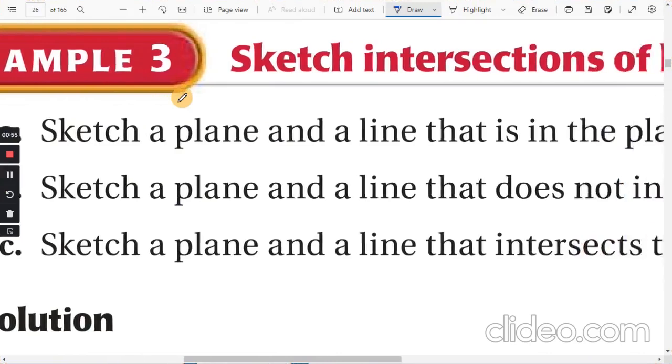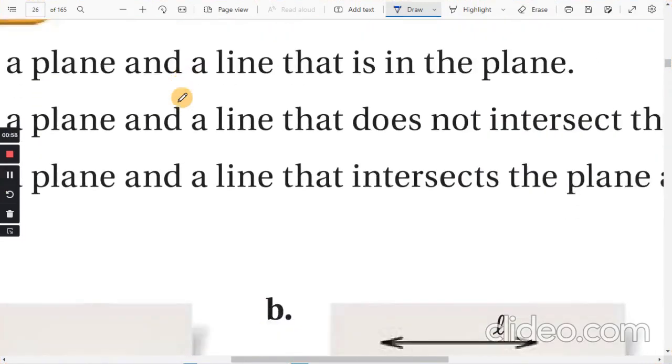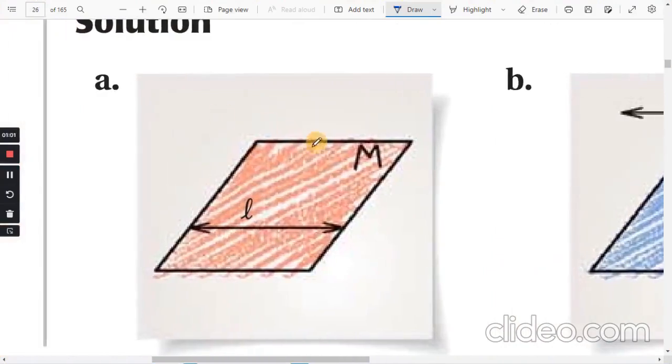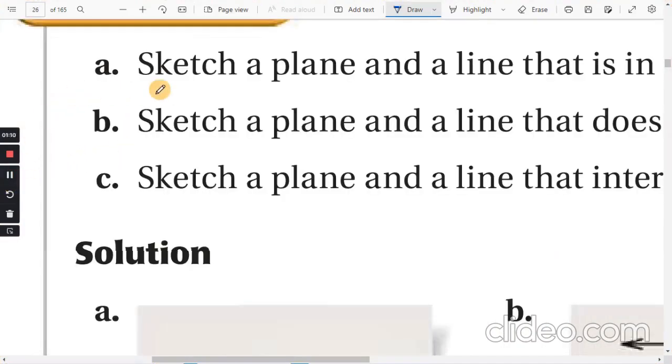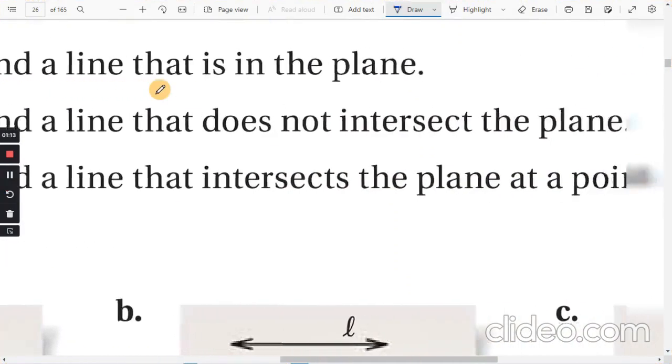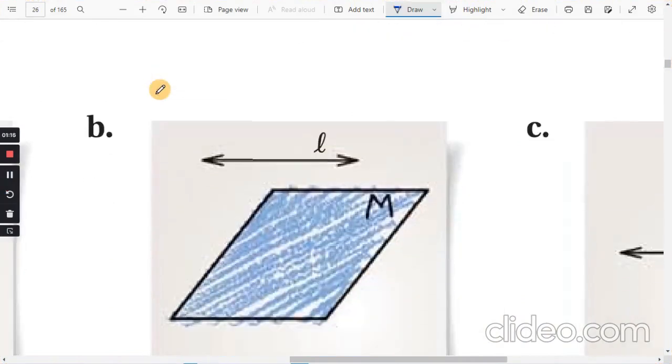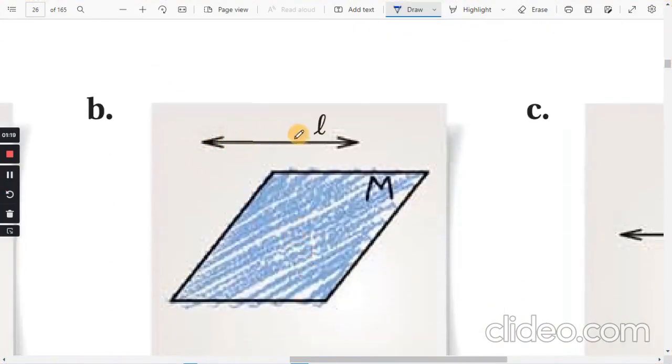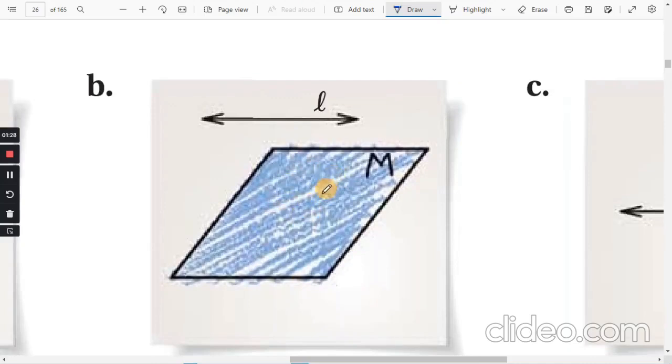Example 3, sketch a plane and a line that is in the plane. Okay, so for part A, here's the plane right here, and the line is actually in the plane. Part B, sketch a plane and a line that does not intersect the plane. All right, so here's part B. We have plane M, and then we have line L. They do not intersect. Okay, you basically have to imagine this in 3 dimensions, and the plane would be behind or in front of the line, and they would never intersect. Remember, the plane stays flat. It is not 3-dimensional, it's 2-dimensional.